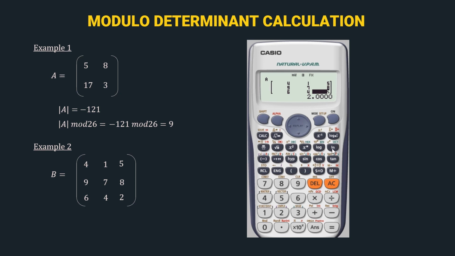Let's go to the home screen by clicking on the AC button. Now again we go to the matrix operations by shift 4, select the 7th option. Then we again go to shift 4, select our matrix A, which is option 3, and close the bracket. And here we have the determinant of the matrix B, which is -72. Again, if we want the modulo determinant, we apply the mod 26 operator, which is -72 mod 26, which gives us 6. In this way, we calculate the modulo determinant using a scientific calculator.